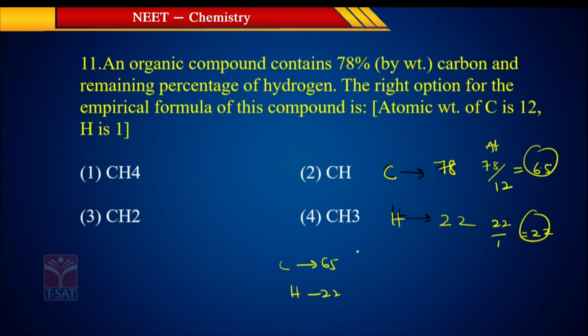From the atomic ratio, carbon is 6.5 and hydrogen is 22. You have to find the simplest whole number ratio. How can you find it? Divide by the same number: 6.5 by 6.5 gives 1, and 22 by 6.5 gives 3.3, which we take as 3. The simplest numbers are carbon 1 and hydrogen 3. So option 4 is the correct answer.